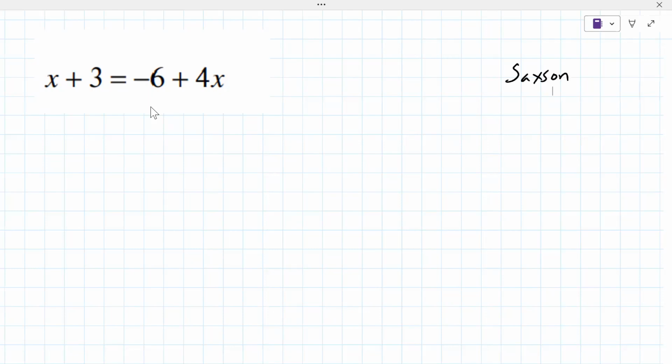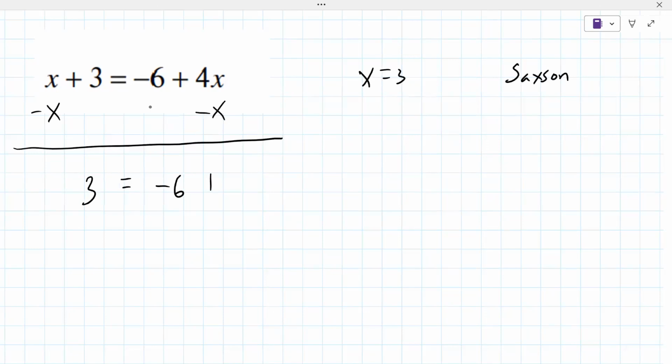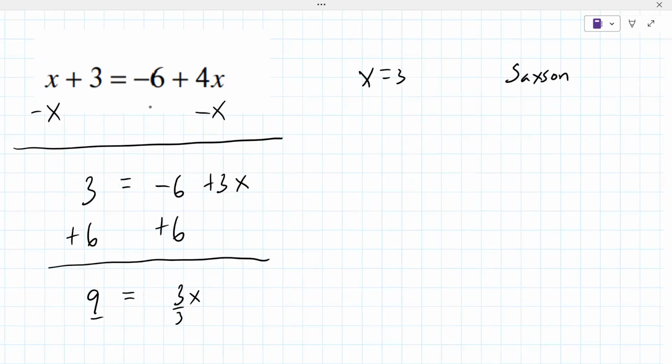I got x equals 3. Yeah, let's take a look here. Subtracting x from both sides. Always let me know if there's anything different between what you see and what you've got written down, and then you add 6 to both sides. 9 equals 3x, and then divide by 3.